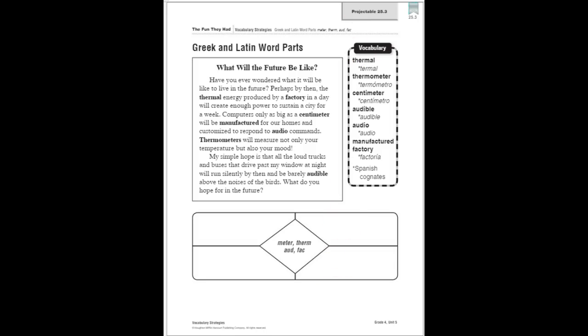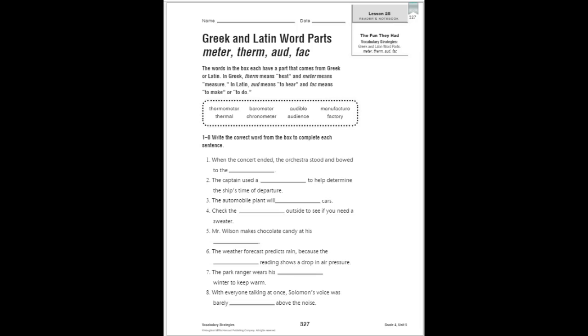Now it's your turn to practice. Page 327 in your reader's notebook is going to have you think about these words in the box that have a part that comes from Greek or Latin. It gives you the meanings, and you are going to write the correct word from the box to complete each sentence. So let's look at our words. Thermometer, thermal, barometer, chronometer, audible, audience, manufacturer, and factory.